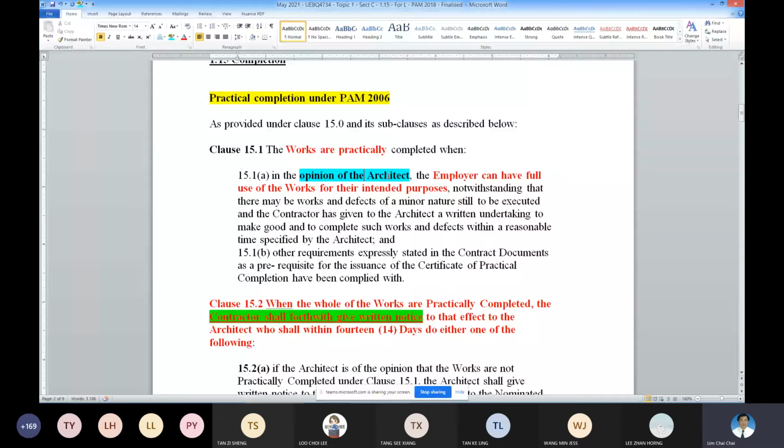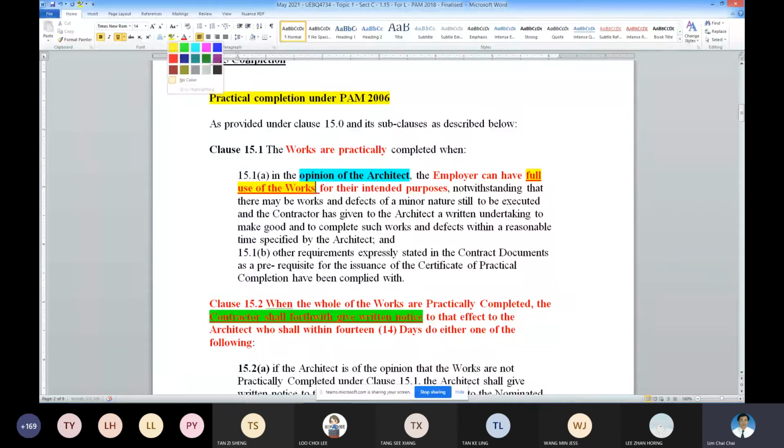There is no clear, simple definition, because the opinion of the architect is when the employer can have full use of the work intended. Full use of the word intended. I don't know what it actually means. Okay, full use of the word intended, because it's so-called blur, in the sense.